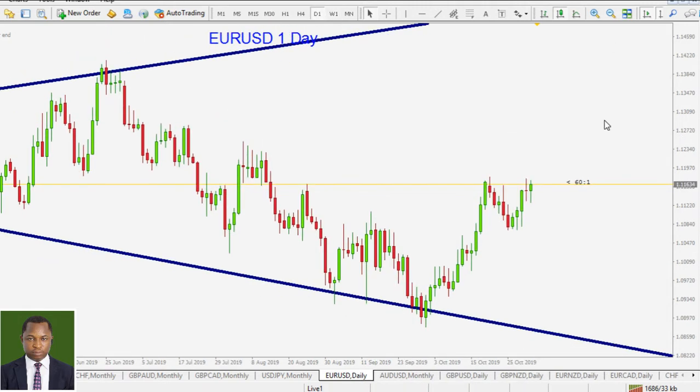In the daily time frame, what do we have? Let's see. This trend line has given way.